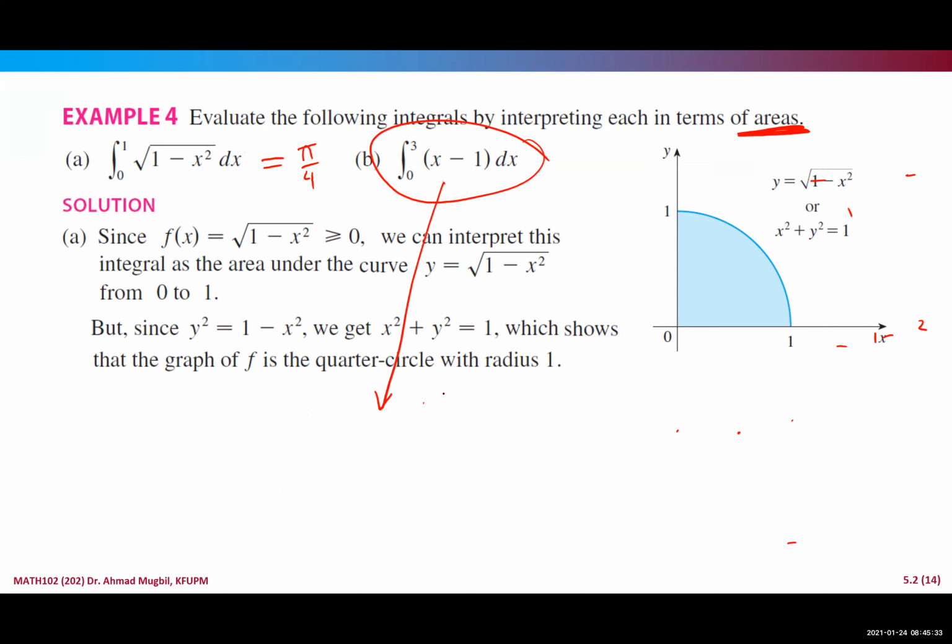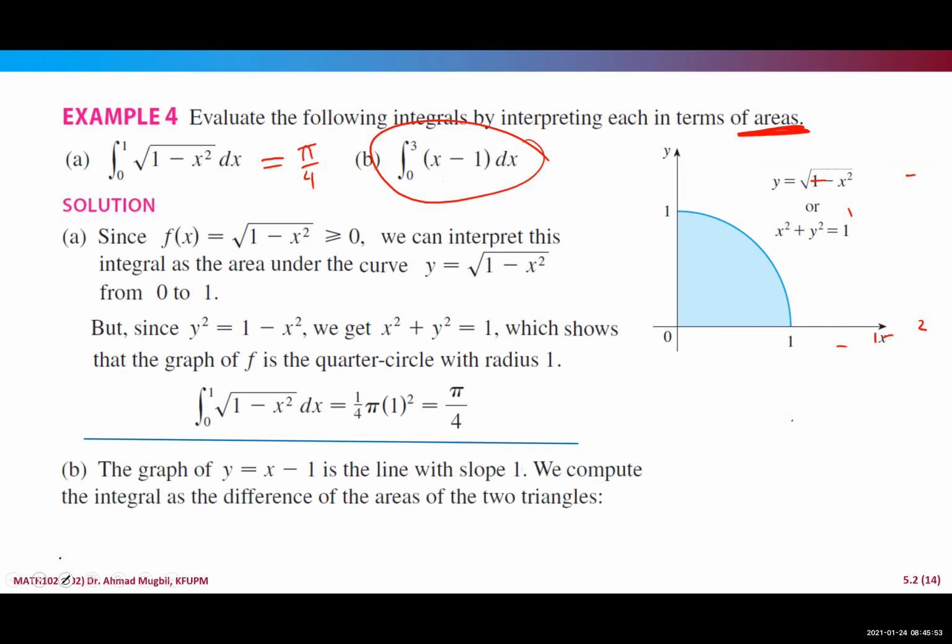This one, it is just the integral. We will see that later. This is so easy. The integral of x minus 1 is x squared over 2 minus x, from 0 to 3. And we can do it easily. But also you can do it with the help of areas. How to do that?